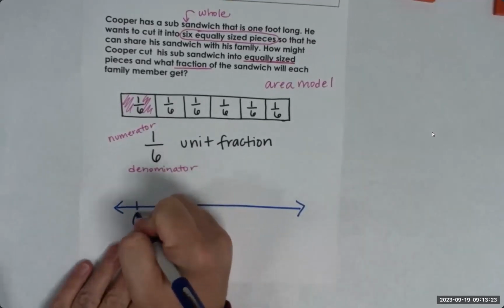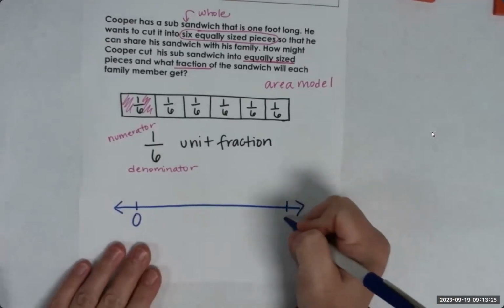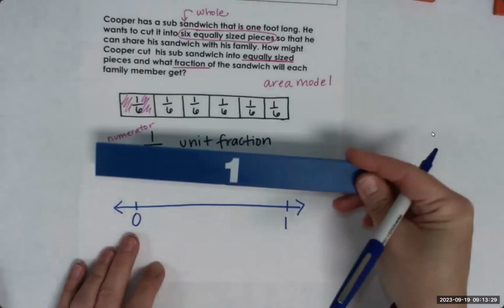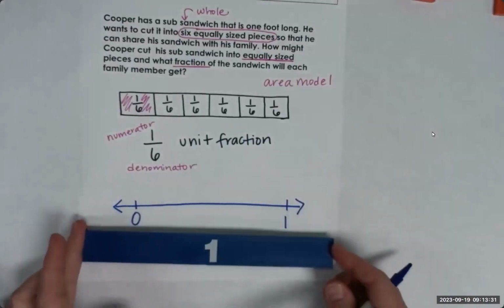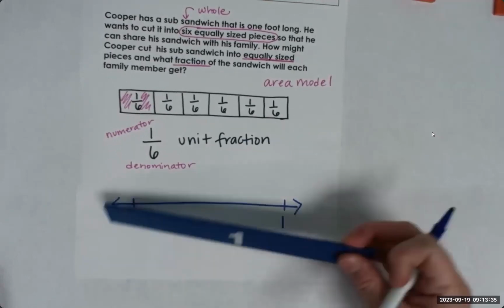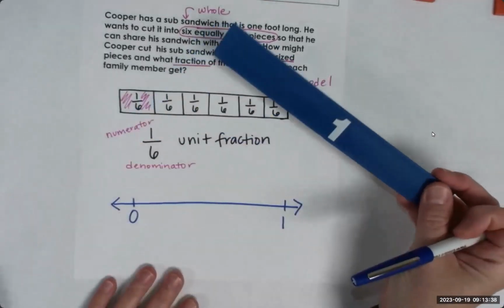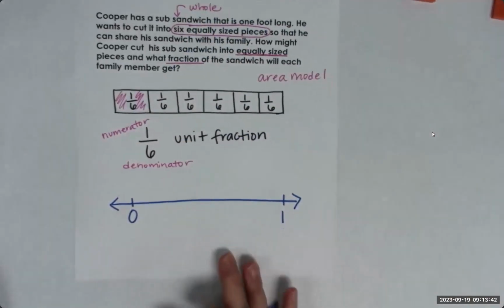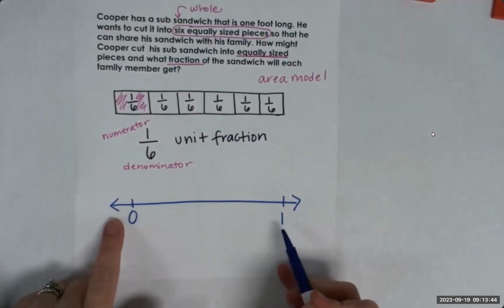So here I have my 0 and here I have the 1, okay? So that's my one whole. It's just like starting off with this one whole, right? And I could have made my number line to match that. You guys have magnetic fraction tiles, so that would be great to model on the board with your magnetic fraction tiles. So here I have my one whole.